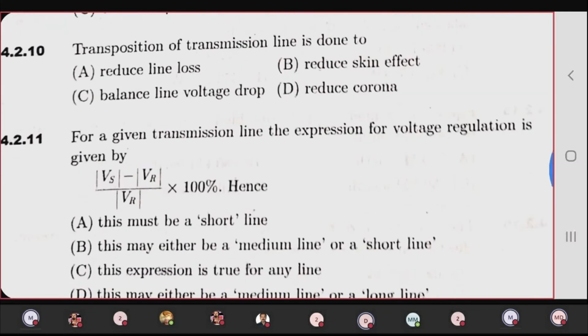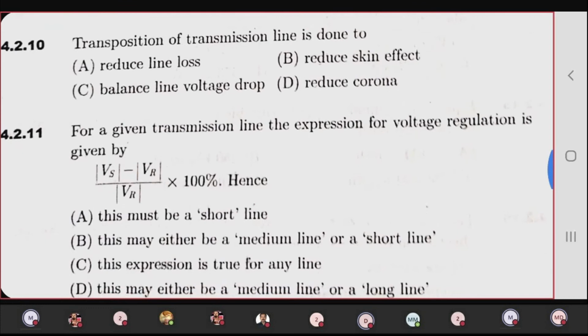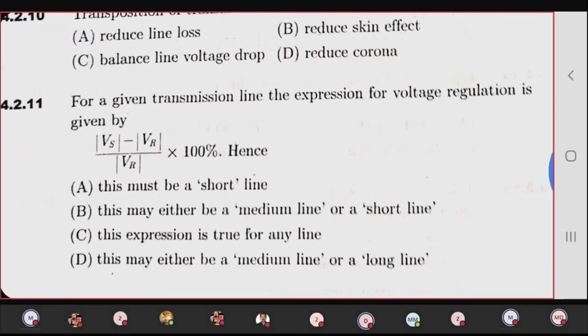For a given transmission line, the expression for voltage regulation is given by Vs minus VR by VR into 100. Here you have four options. Option A: this must be a short transmission line. Option B: this may either be a medium line or a short line. Option C: this expression is true for any line. Option D: this may either be a medium line or a long line.